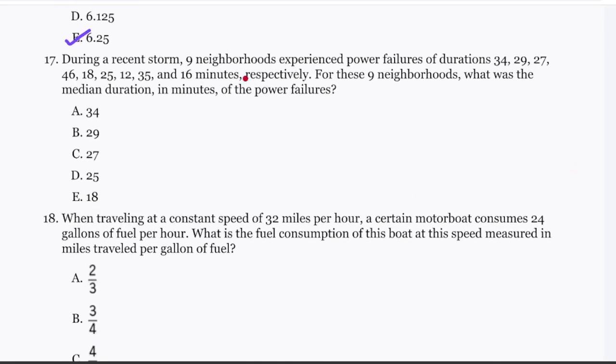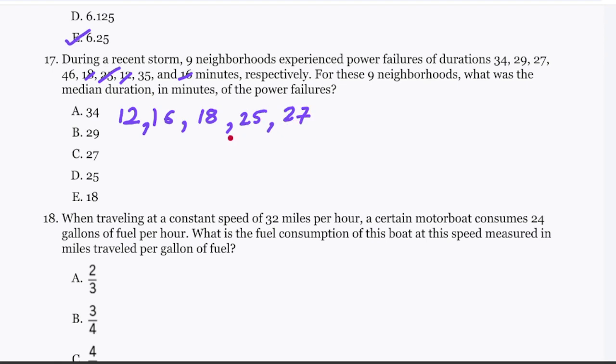During a recent storm, 9 neighborhoods experienced power failures of duration 34, 29, 27, 46, 18, 25, 12, 35, and 16 minutes respectively. For these 9 neighborhoods, what was the median? Now, for the median, what do we have to do? Arrange in descending or ascending order. So the smallest one is 12. Then you have 18. Sorry, 16 is also there in between. So 12, 16, 18. The next one we have 25, 25, 27. 27. Now, that is the answer straight away.